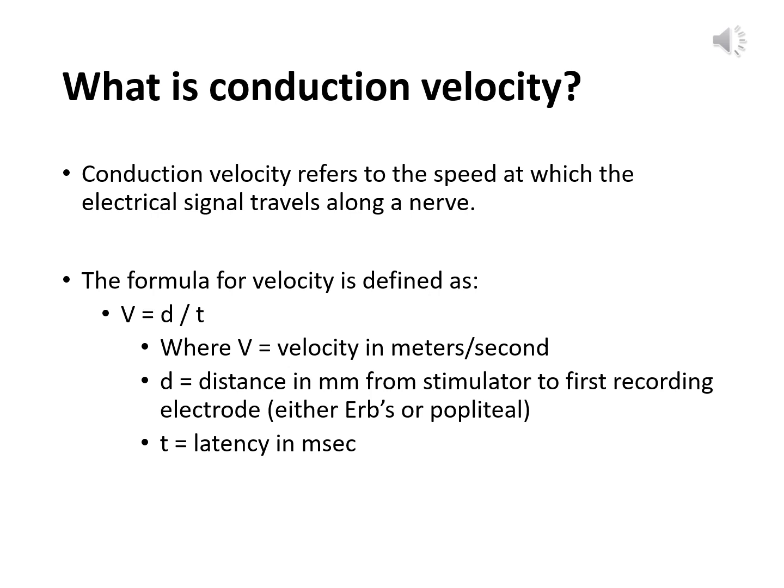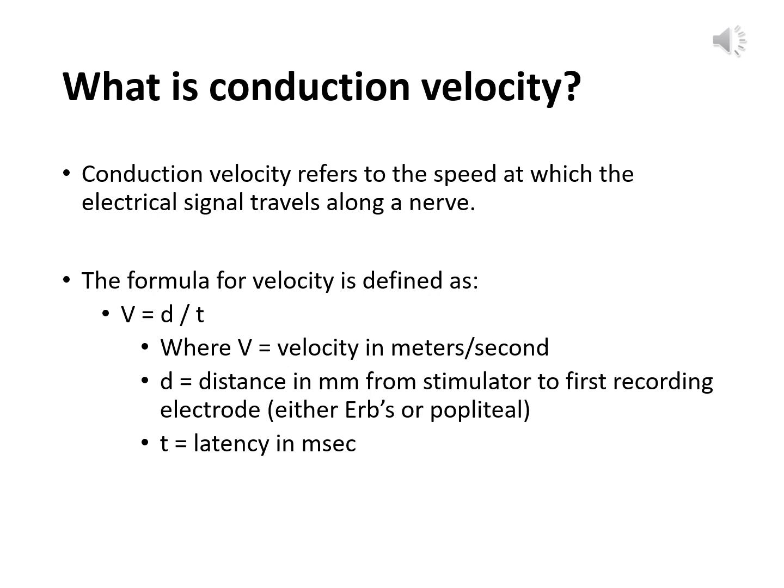The formula for calculating velocity is V equals d over t, where V is the velocity in meters per second, d is the distance in millimeters from the cathode or the stimulator to the recording electrode, and t equals time or the latency of the response in milliseconds.